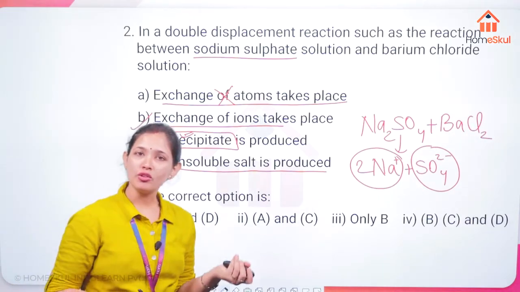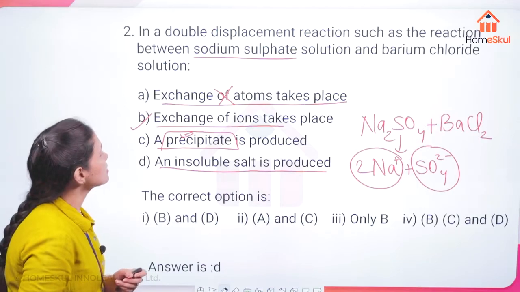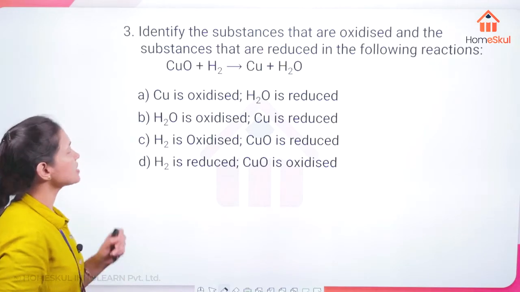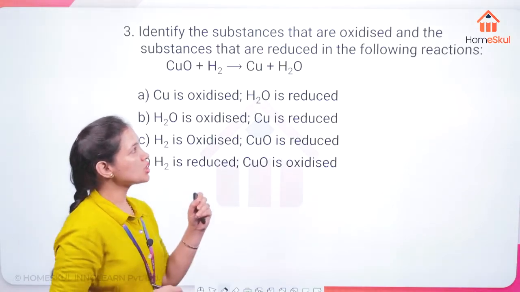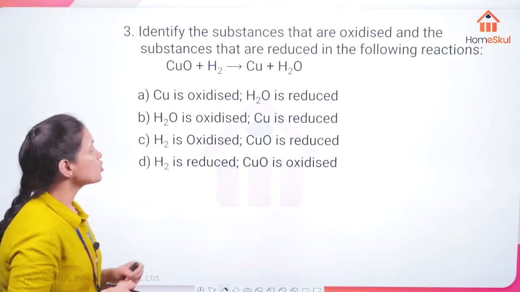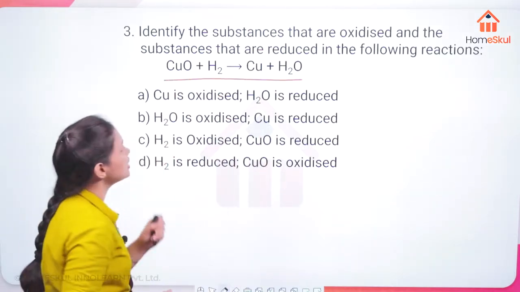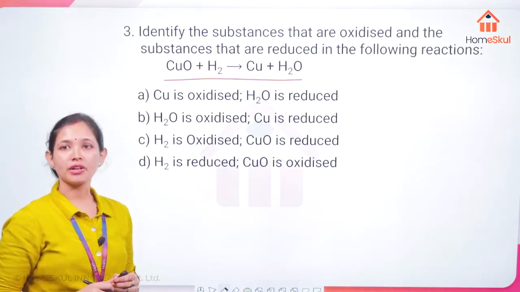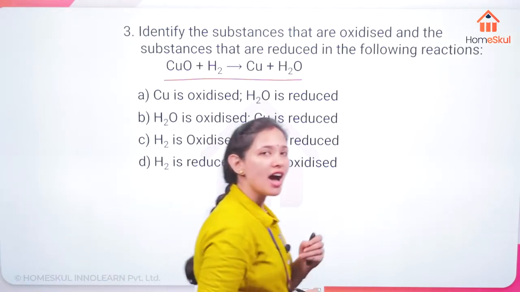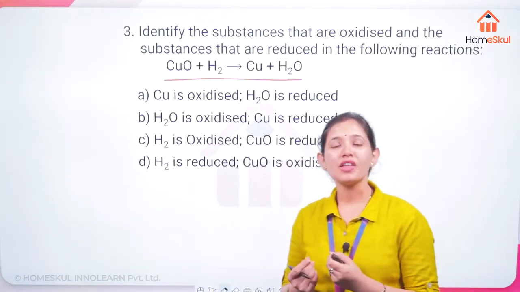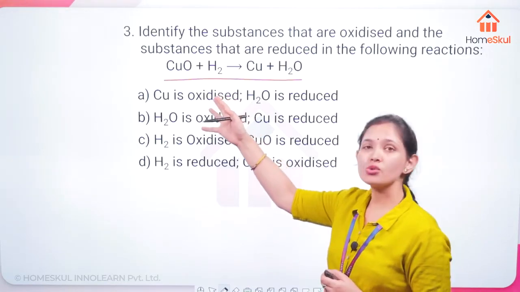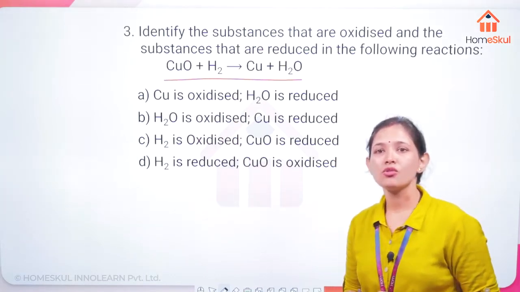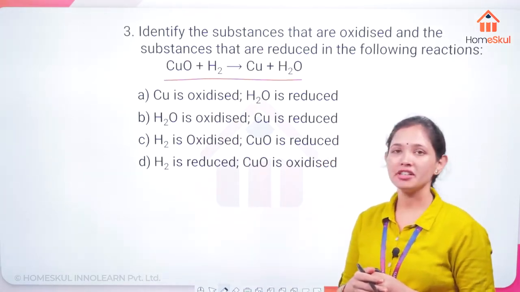Now we are moving on to the next one, that is identify the substances that are oxidized and the substances that are reduced in the following reactions. This is the equation given to you, that is CuO plus H2 giving you Cu plus H2O. You have to see in the equation which is the one that is going to be reduced and which is going to be oxidized. So will you please tell me what should be the correct option here?